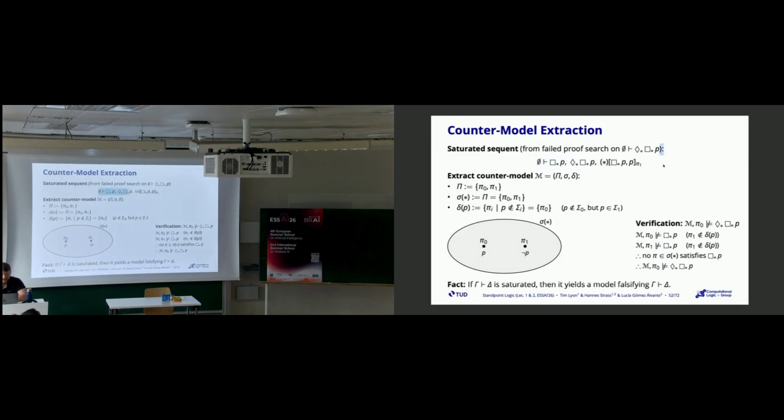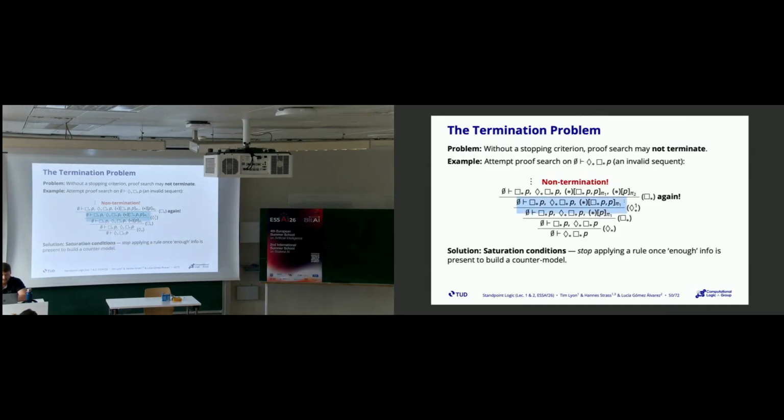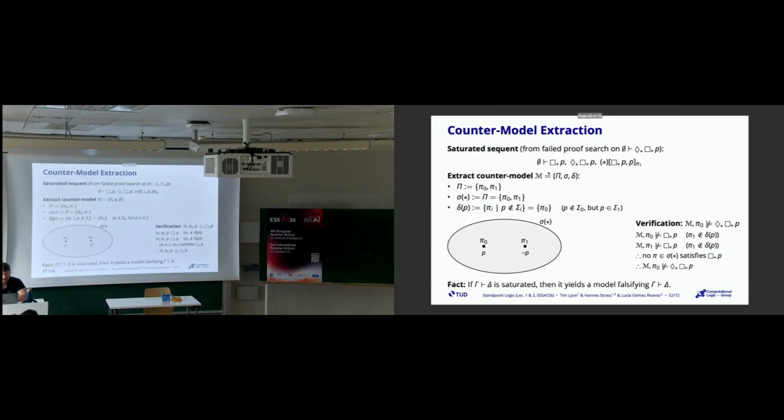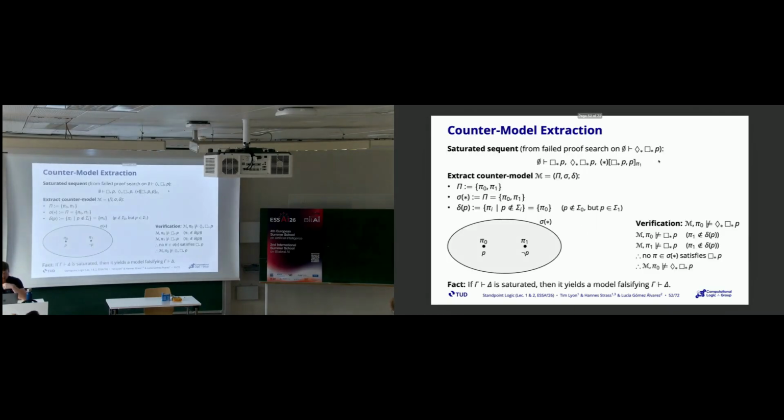This is the nested sequent, which came from the example a couple slides ago. And this nested sequent satisfies these saturation conditions. And as I'll show on this slide, it can be transformed into a model which falsifies this nested sequent, which was the conclusion of this derivation. Okay? And that's the importance of saturated nested sequents. They can be transformed into models which falsify the input of your proof search algorithm.